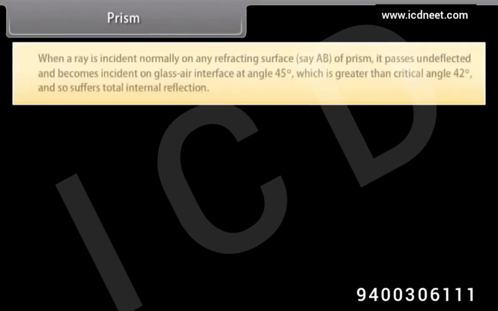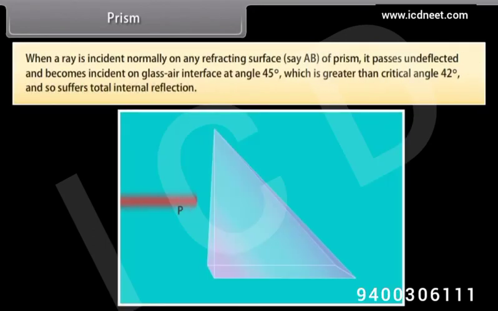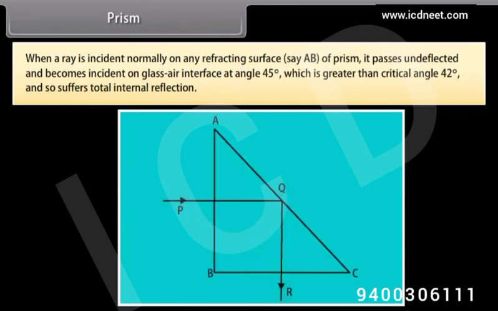Prism. When a ray is incident normally on any refracting surface of prism, it passes undeflected and becomes incident on glass-air interface at angle 45 degree, which is greater than the critical angle 42 degree, and so suffers total internal reflection. A total reflecting prism may be used to deviate the rays through 90 degree, to deviate the rays through 180 degree, and to erect the inverted image without any deviation.